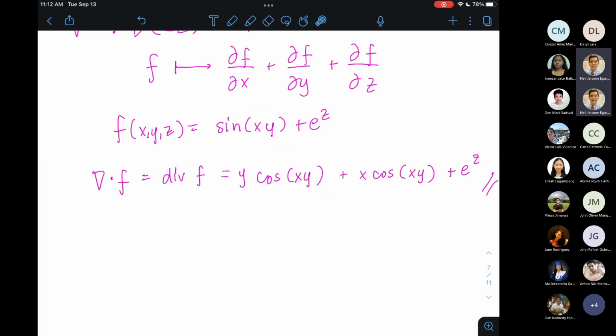So thank you, Neil. And I think Kaiser agreed with me. So I think tama na to. Yan yung divergence ni f, right?